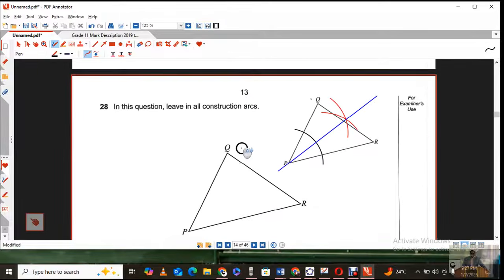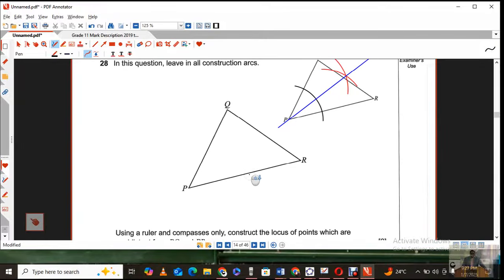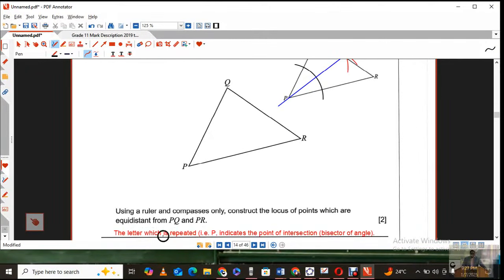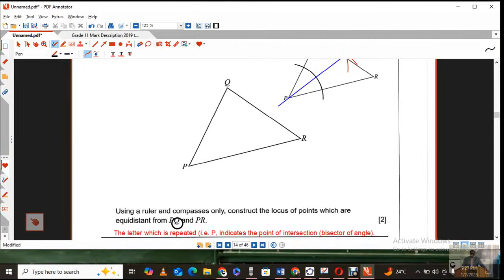All right, that brings me to question 28. I have actually drawn the diagram here. They say you must leave all the constructions. Using a ruler and compass only, construct the locus of points which are equal distance from PQ and PR. Can you see that you have two lines, PQ and PR? What do they share? They share P. So that is the intersection.